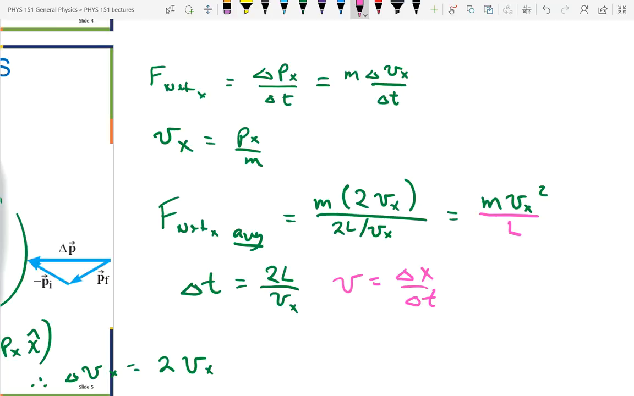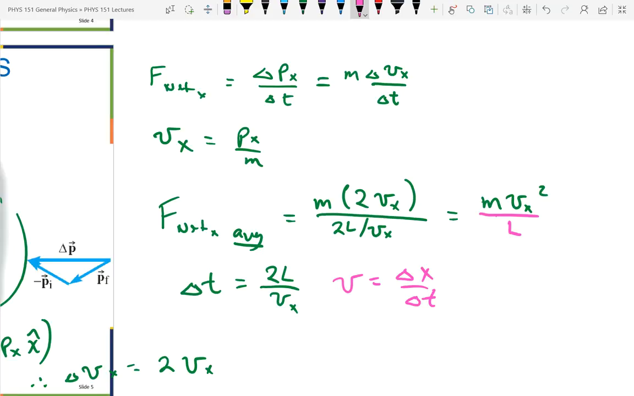So the net force average, the average force that the wall is putting on my molecule over time, is mVx squared over L. Does it have the right units for a force? It's kilograms meters squared per second squared divided by meters, which makes it kilograms meters per second squared. It's good to know those are the right units. Those are the units of a Newton. So that's the average force for one particle.